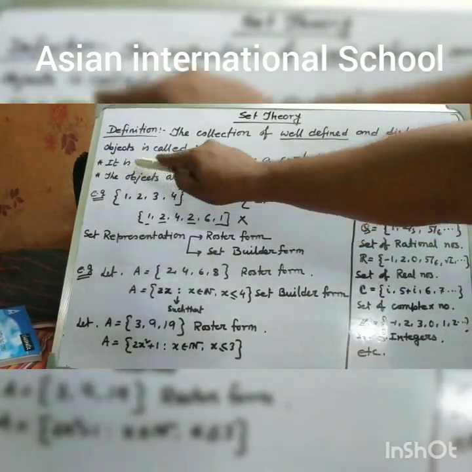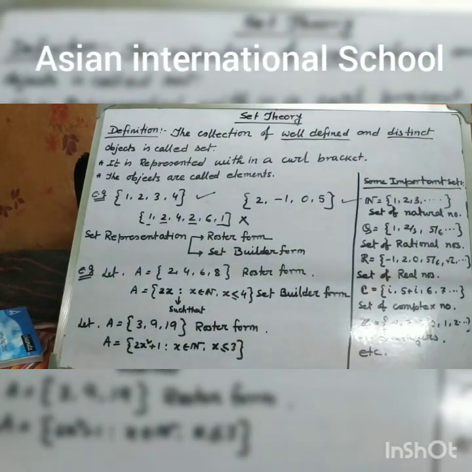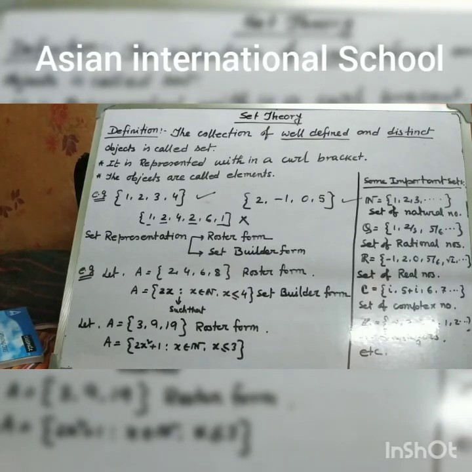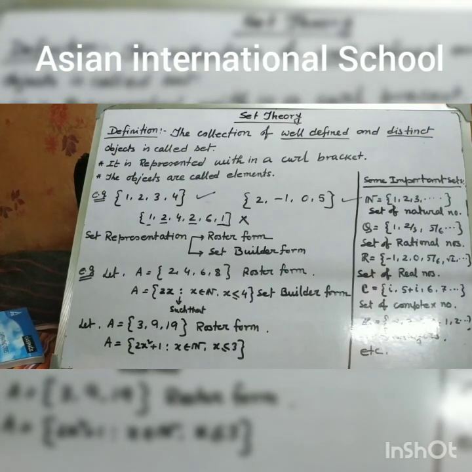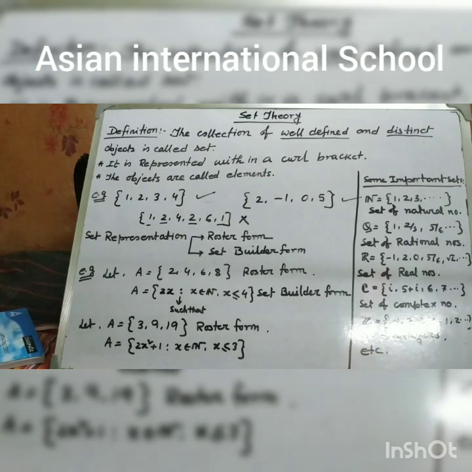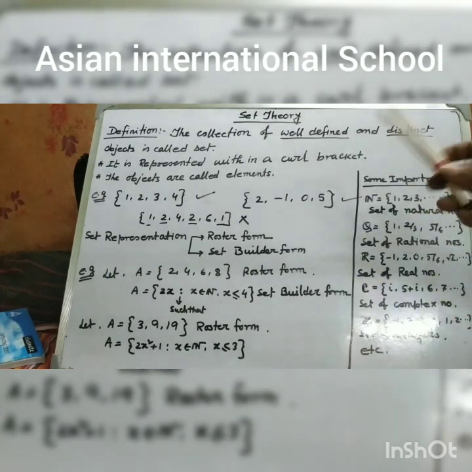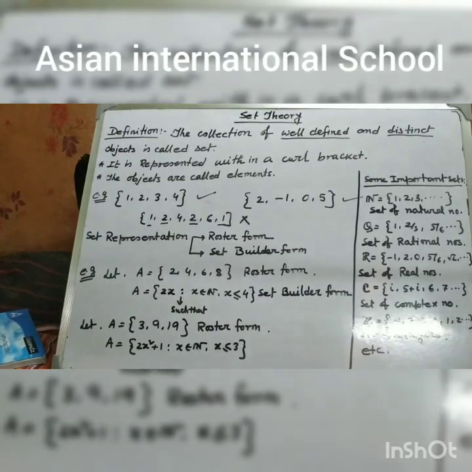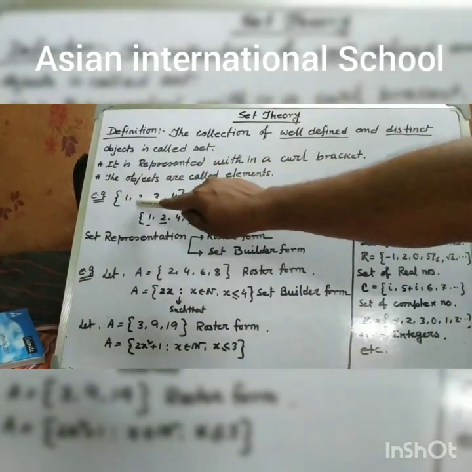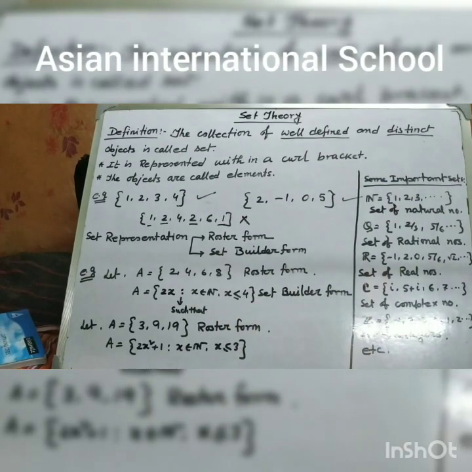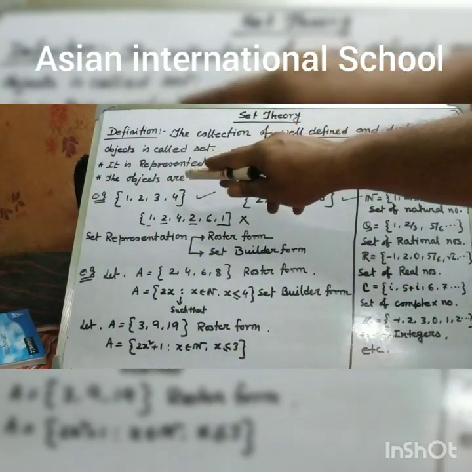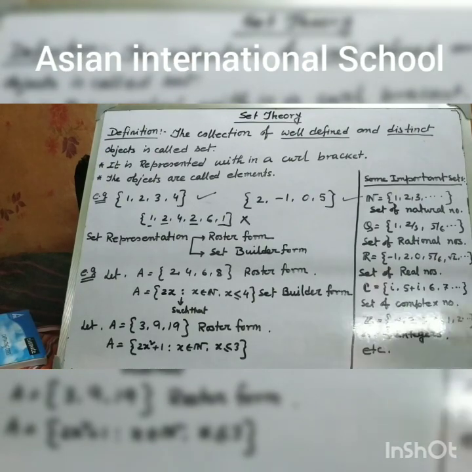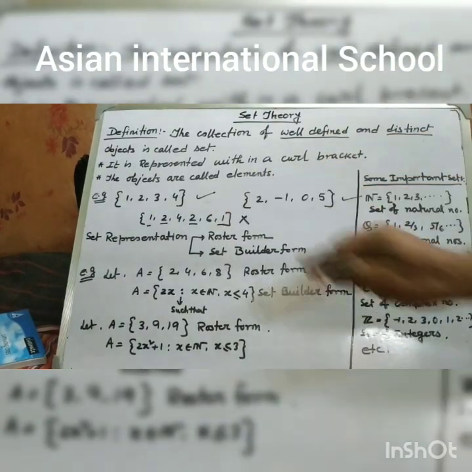And there are two star marks. The first star mark: it is represented within a curly bracket. Mind it, the set must be represented within a curly bracket, not under the first bracket, not under the third bracket. And the objects under the set are called elements. For example, I have given within a curly bracket 1, 2, 3, 4. It's a set because the numbers written are well defined as well as distinct. So it is a set.